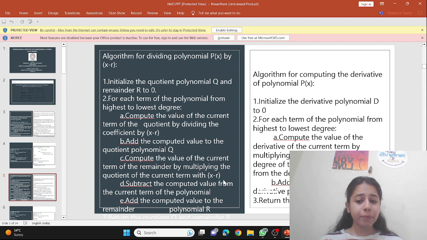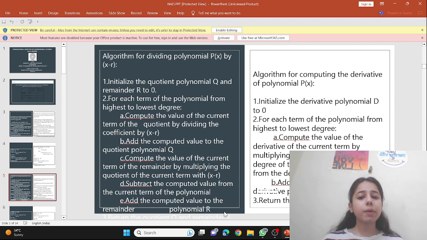जो रिमाइंडर आया है अपने पास उसको अपन को मल्टीप्लाई करना है क्वेश्चन ऑफ द करंट टर्म विद x माइनस r. Then fourth step is to subtract the computed value from the current term of the polynomial, and last step is to add the computed value to the remainder polynomial r. Then we'll return the quotient q and remainder r. उसके लास्ट स्टेप क्या है अपनी क्वेश्चन q और रिमाइंडर r को रिटर्न करना है.